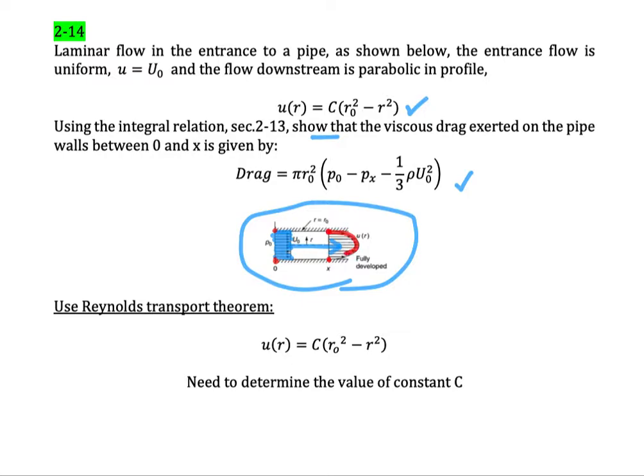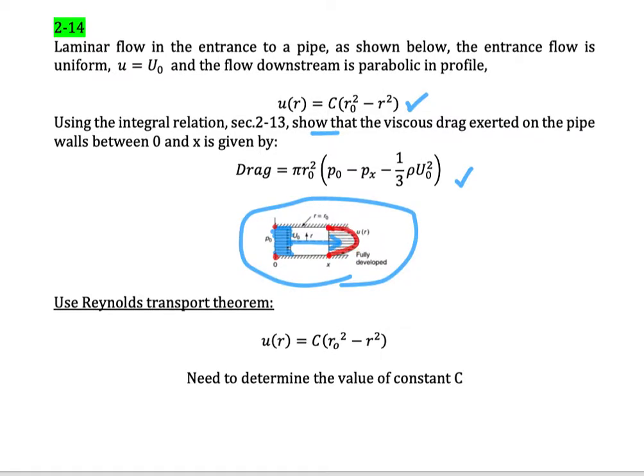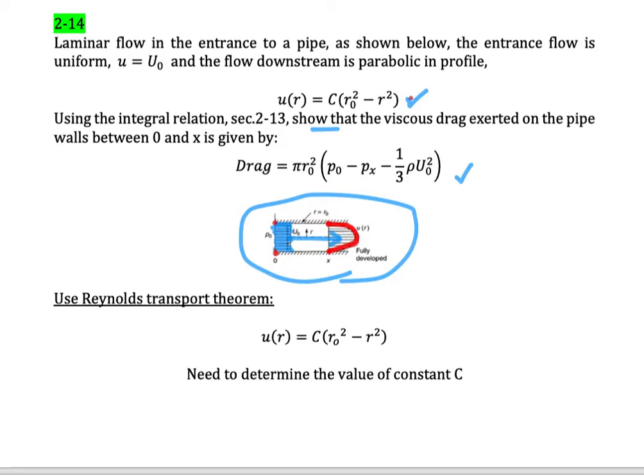Because we have no slip condition, the velocity here is 0, and then the velocity profile happens like this. The curve here, or the equation to show this curve, is given in these terms: U(r) = C (R naught square minus r square). To show this, I just want to revise the idea of the Reynolds transport theorem. This is a mathematical expression. We have capital C here, which is the constant C.